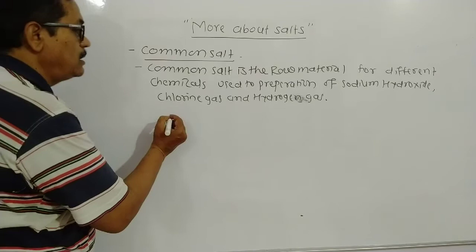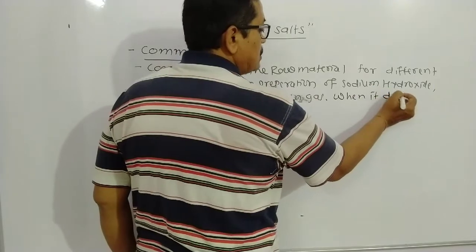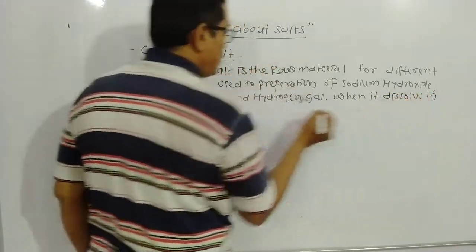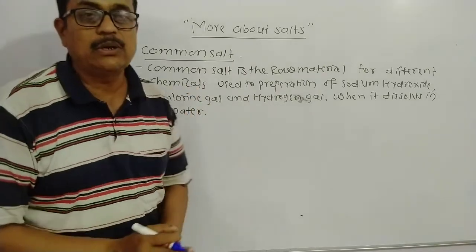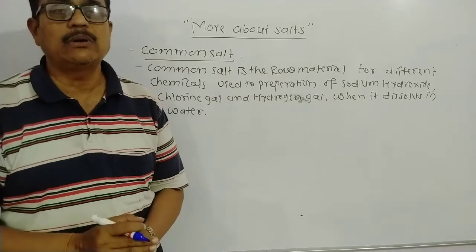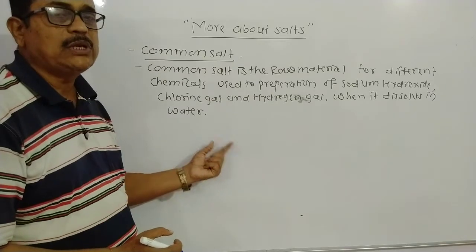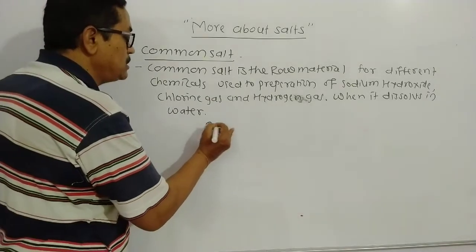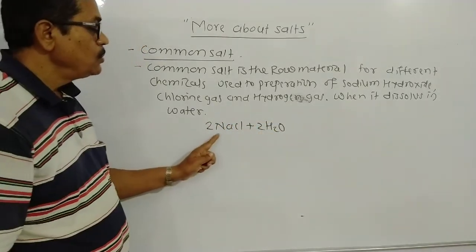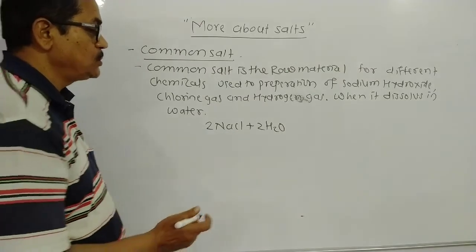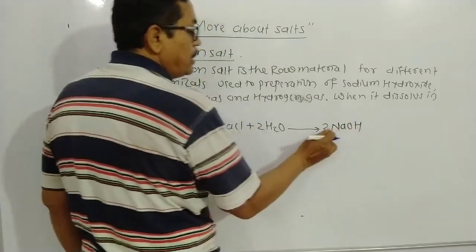How do we write the chemical reaction when it dissolves in water? When common salt gets dissolved in water, it is used to prepare sodium hydroxide, chlorine gas and hydrogen gas. What is the chemical equation of this process? 2NaCl plus 2H2O gives 2NaOH, sodium hydroxide.